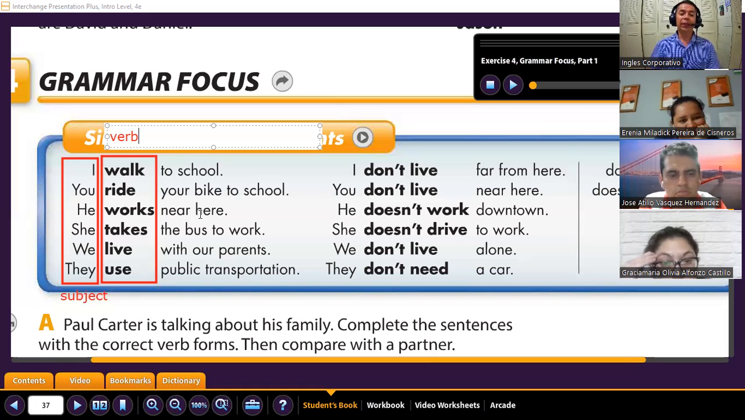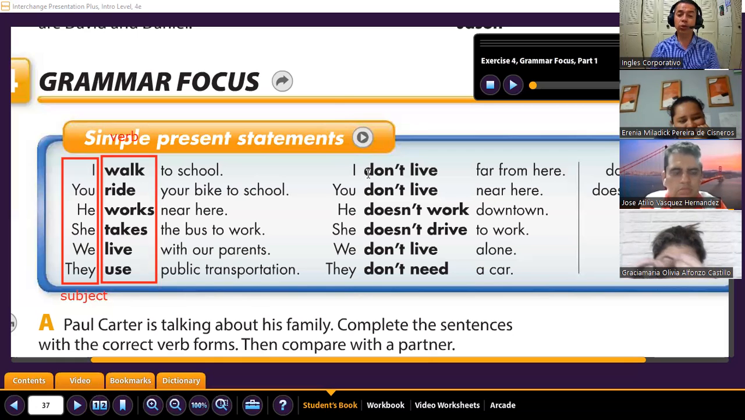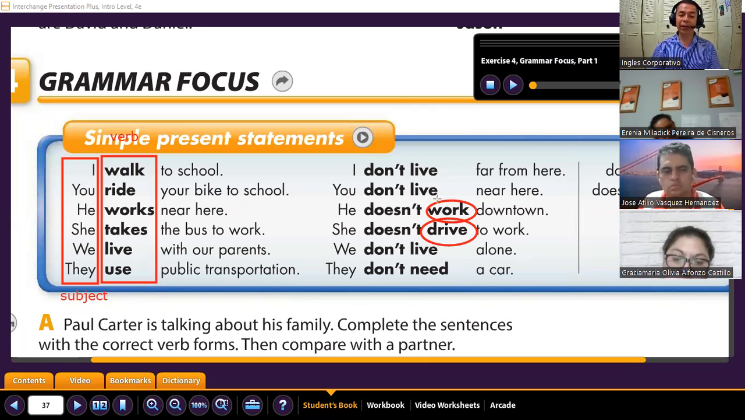Good. Then when we make negative sentences, we use the auxiliary do and does. Do not. Does not. Okay? Then when I say he doesn't work, it's not necessary to write the extra S. Whenever we use the auxiliary, it's not necessary to add the S to the verb, right? So you don't say he doesn't works, or she doesn't drives. No, right? We say work and drive. That means whenever we use the auxiliary, the verb returns to its natural form, the base form of the verb, okay?